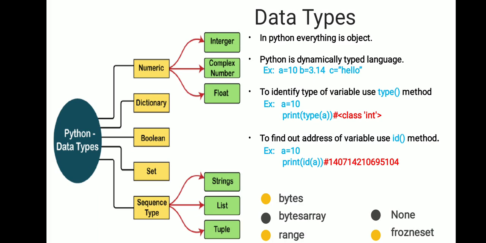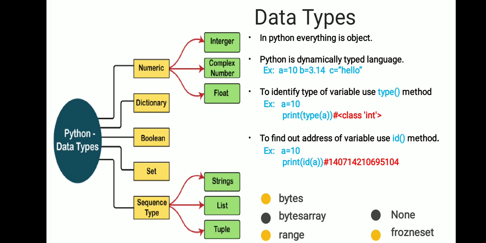Now see the example. a = 10. Now 10 is an integer type value, so automatically a will become an integer type of variable. Now b = 3.14. So 3.14 is a float type of value, so because of this b will become a float type of variable. Then c = "hello", so hello is a string value, so c will become a string type of variable. So depending upon the value, automatically the type of the variable will be decided. So Python is a dynamically typed language.